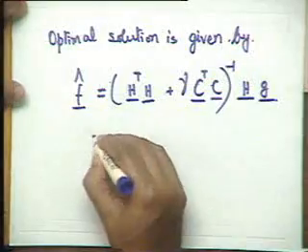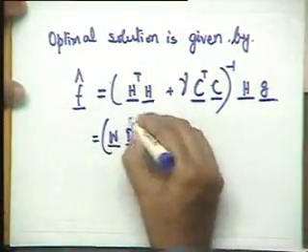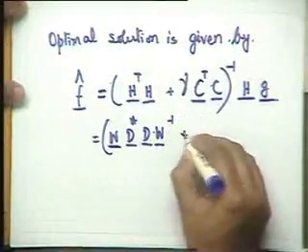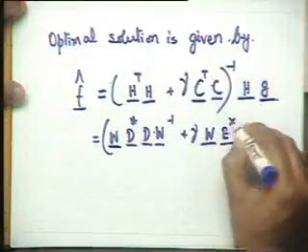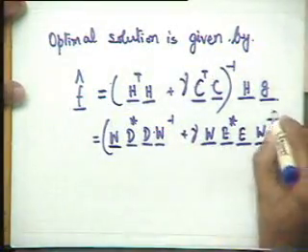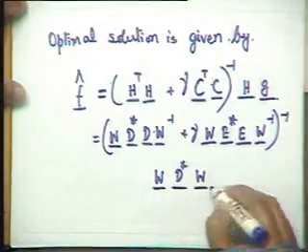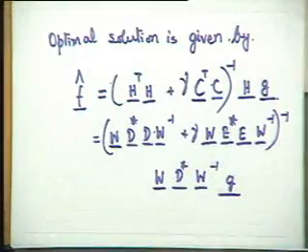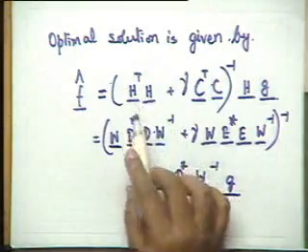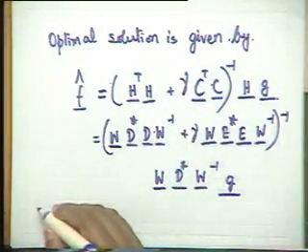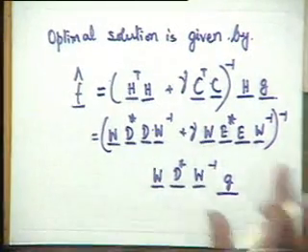And now again we can write the H matrix and C matrix in their respective diagonalized forms, and they become W D star D W inverse plus gamma W E star E W inverse, this entire thing inverse, multiplied by W D star W inverse, G. This is what we will get if we simply substitute the relations: H is equal to W D W inverse and C is equal to W E W inverse. So we will be directly getting this.